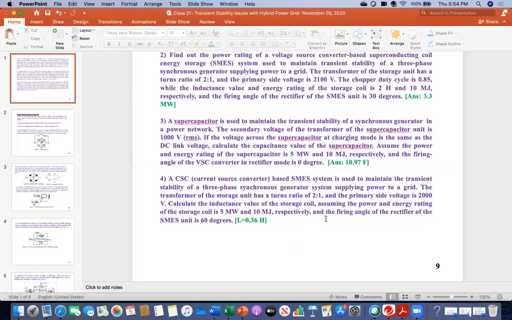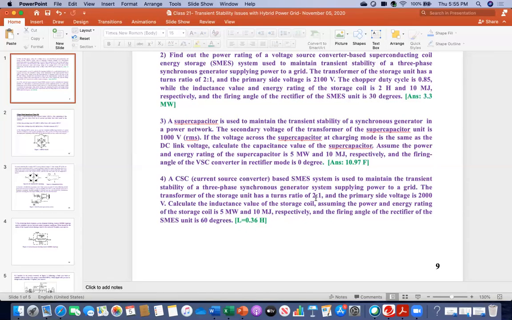So therefore, everybody, first you need to find the DC value, what is the DC voltage. And because the question is calculating the inductance value, you have to relate with the energy equation for inductor, E equal to half L i square. Therefore, energy capacity is 10 megajoule and L is what you have to find out. So you need to know the I value, the current value.